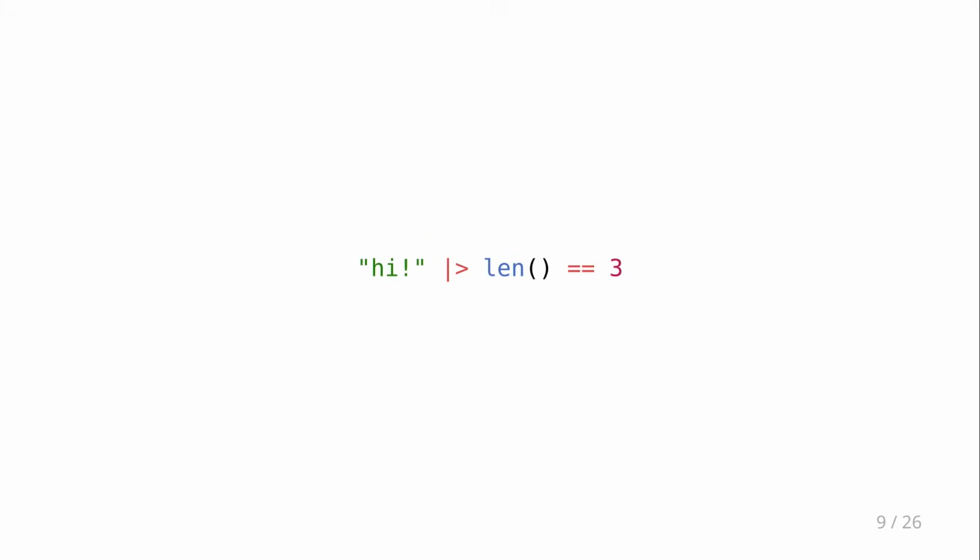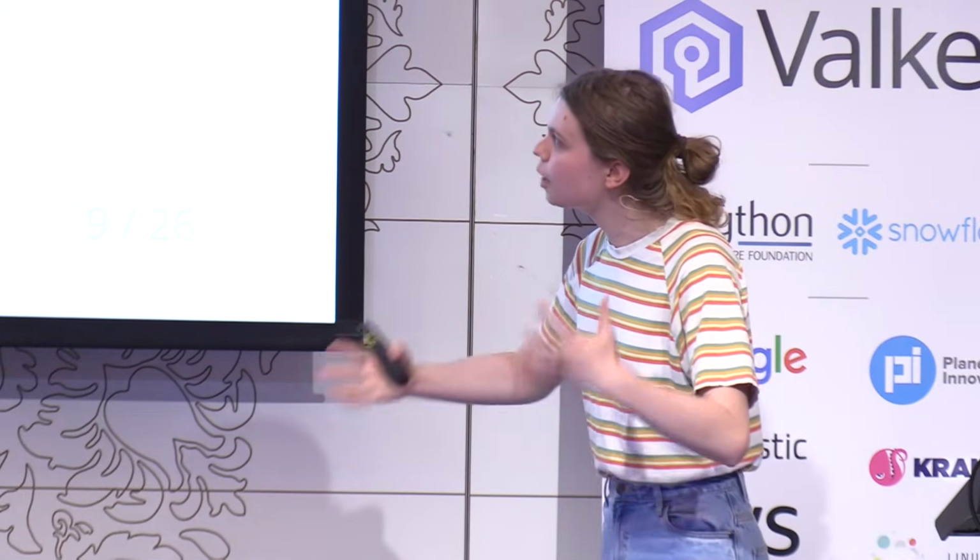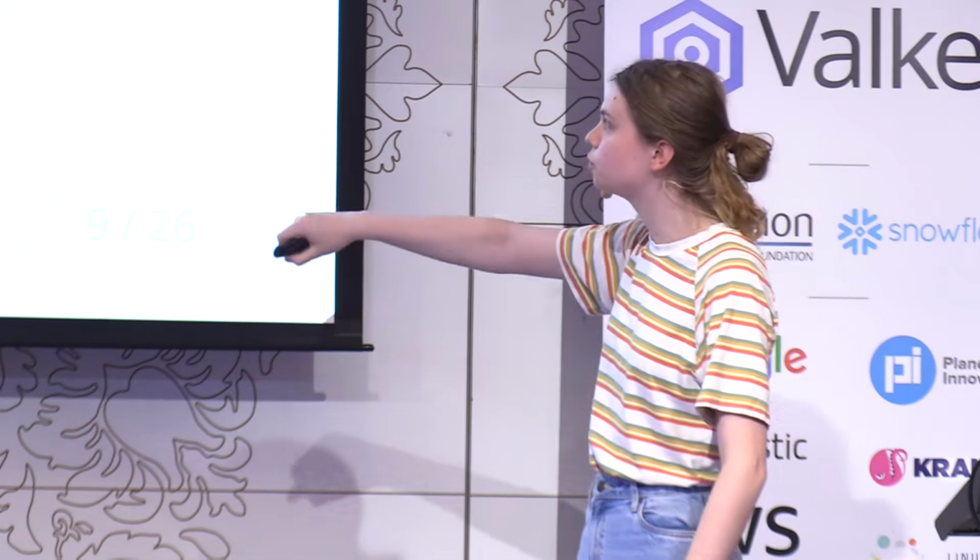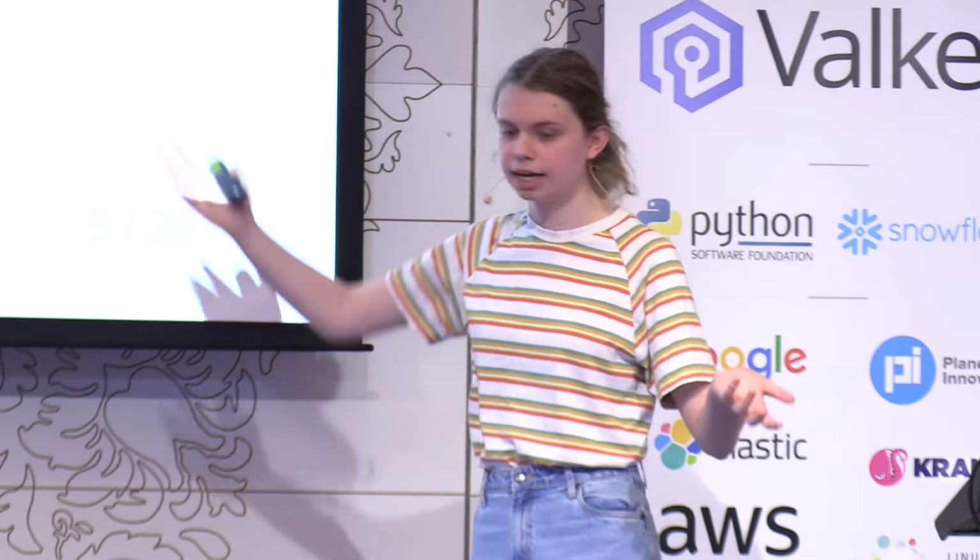So here's a little program that I wrote with pipes. It's a little simpler than the one that I had before, and it shows off some of the interesting features here. What we want to happen here is to take that string "hi!" and pipe that into the length function. And the length of "hi!" is 3, so that should evaluate to 3. And then we're going to take that and check if it's equal to 3. So hopefully, if everything goes well, this should evaluate to 3.